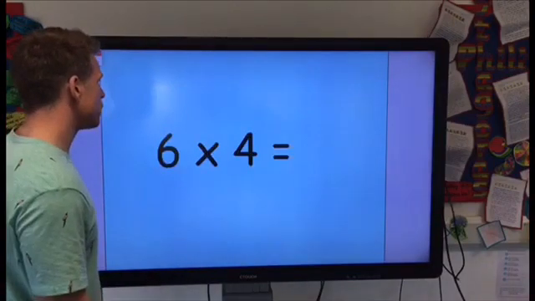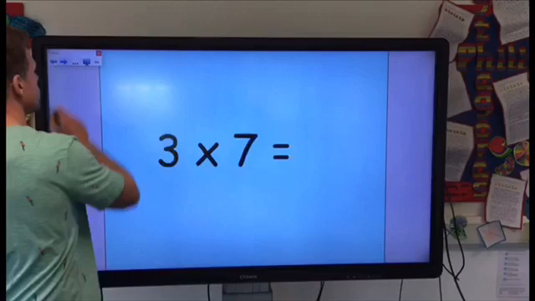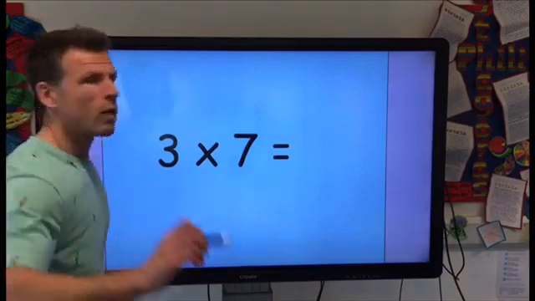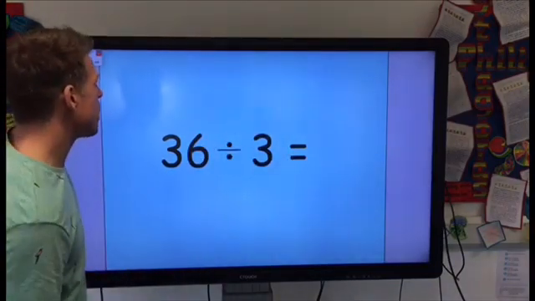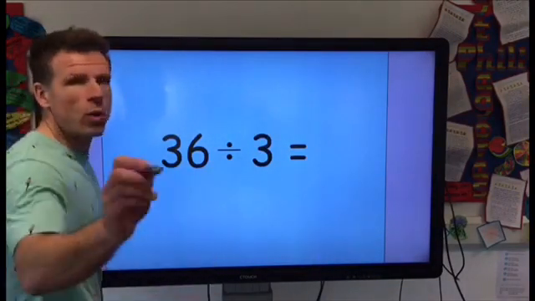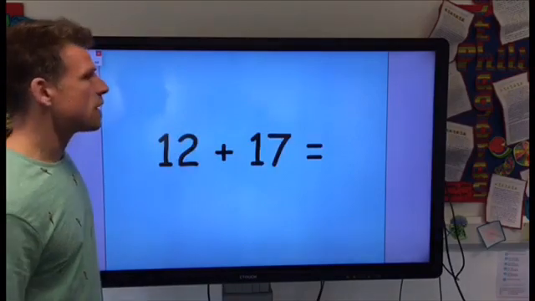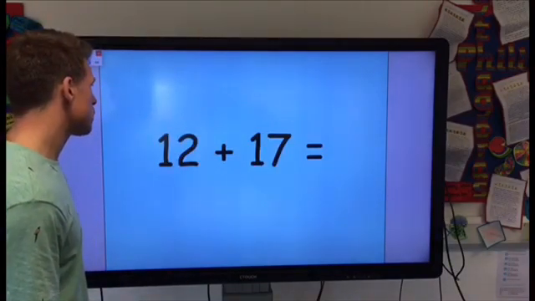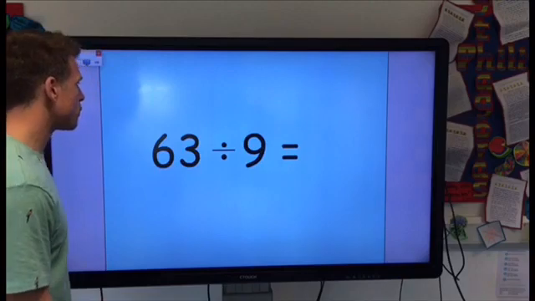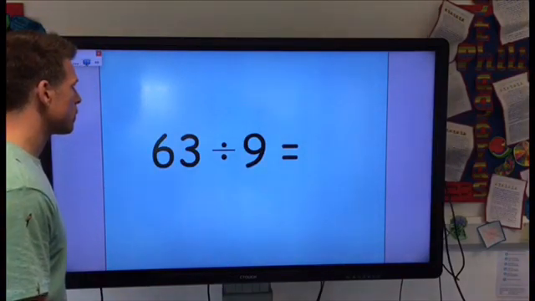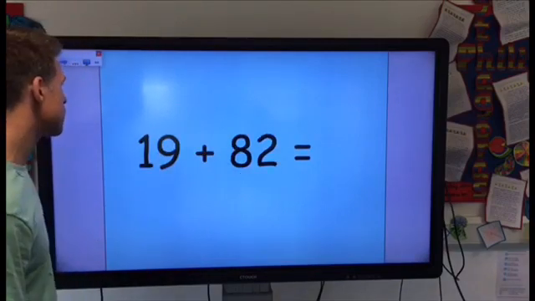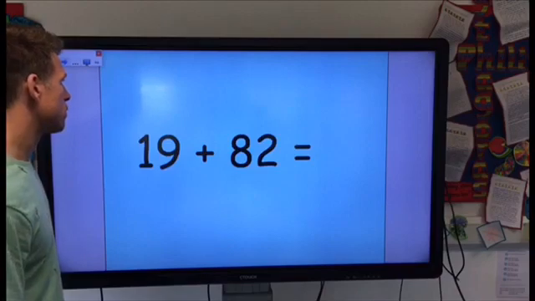6 times 4. 24. 3 times 7. 21. 36 divided by 3. 12. 12 plus 17. 29. 63 divided by 9. 7. 19 plus 82. 101.